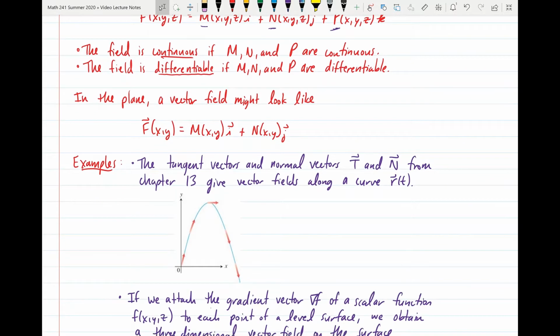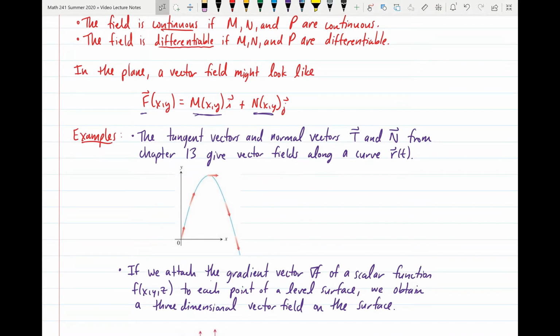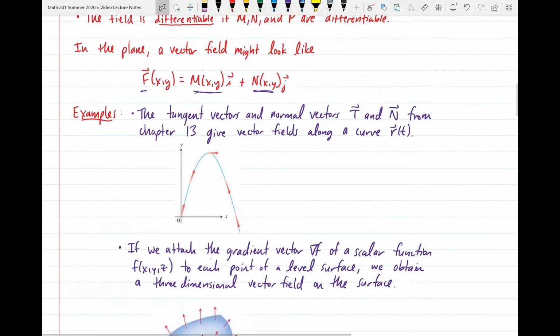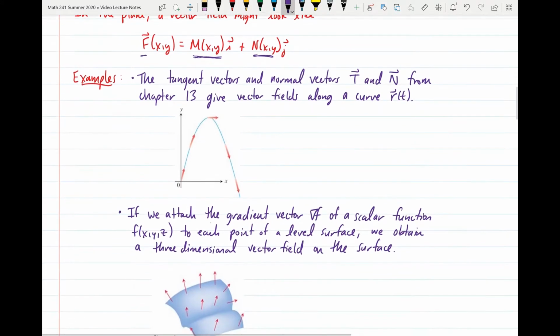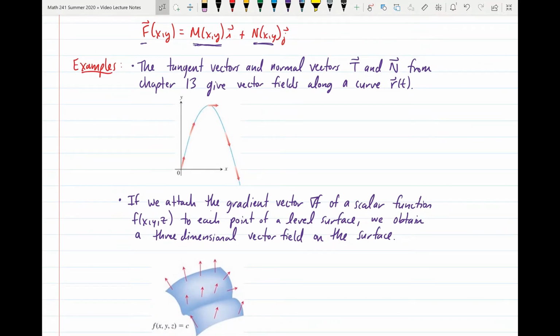And in the plane, as opposed to space, a vector field might look like the following function. So we have a function f, this is the vector field here, and it takes inputs as points in the plane, and the outputs rely on these component functions m of x, y and n of x, y. So these component functions are just real valued functions. So they take in points in the plane and they output a real number. And ultimately, this vector field is defined as the sum of these different component functions multiplied by the standard unit vectors.